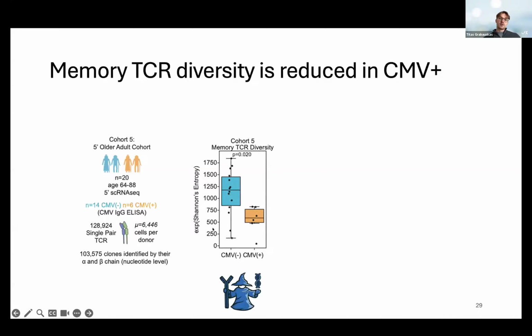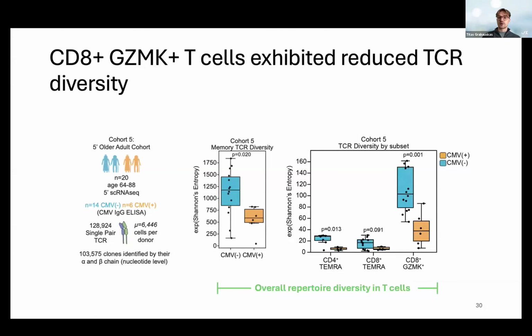First, we calculated the exponent of Shannon's entropy within the memory T cell compartment, to show that the memory TCR diversity is lower in the CMV positive donors. But of course, we have the single cell data, so we can break this down even further to show that CD4 and CD8 TEMRAs, which was kind of expected, have lower diversity in CMV positive donors. But again, we saw this GZMK CD8 T cell subset come up here again, which was great.